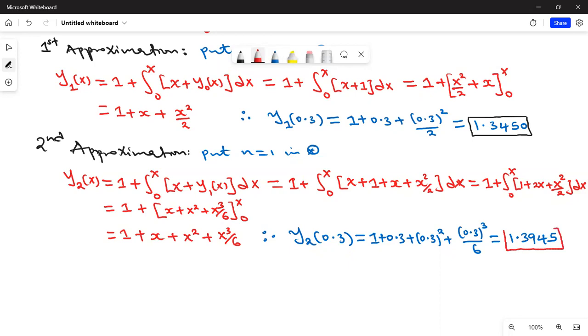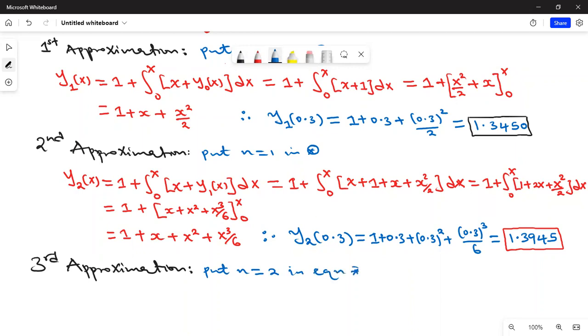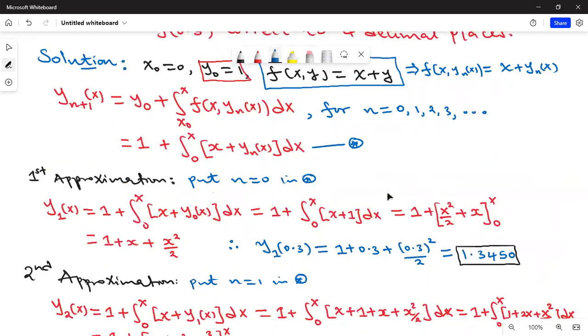You see, it's not the same as what we got in the first one. So we haven't achieved the convergence. So we proceed to the third approximation. So you write here, third approximation. What do we do? We put n is equal to 2 in equation star. Look at your equation star and substitute n is equal to 2.